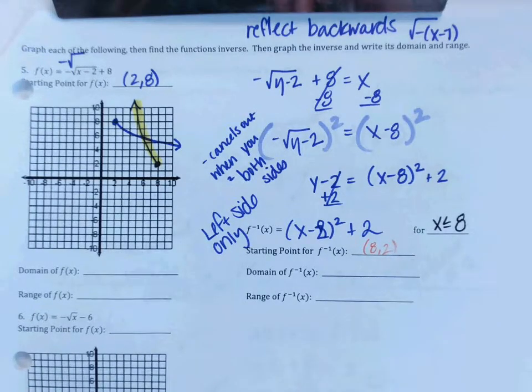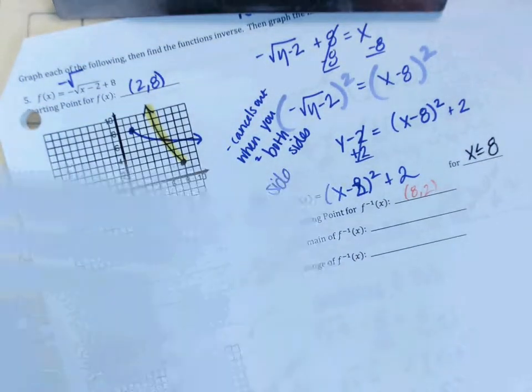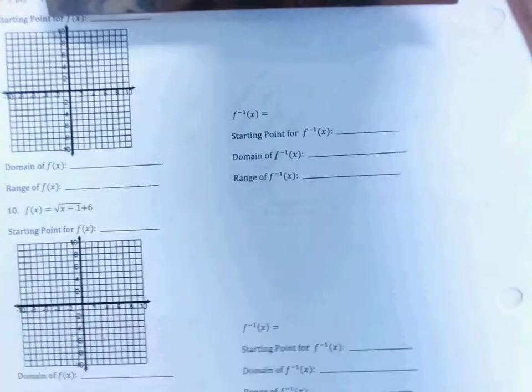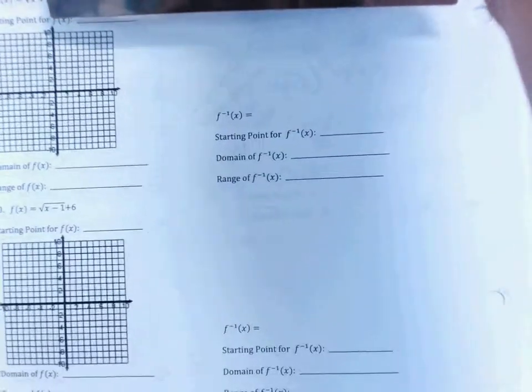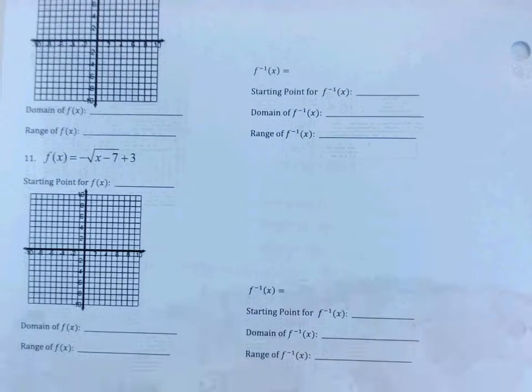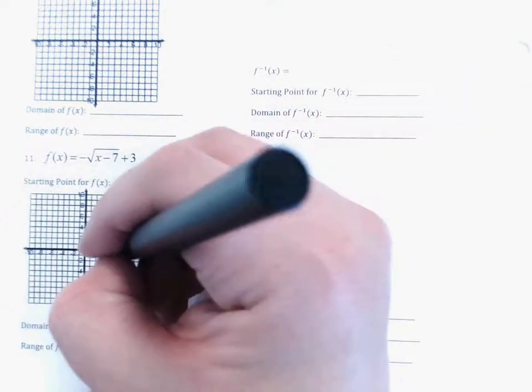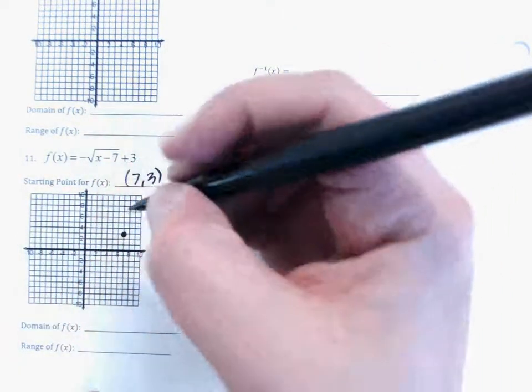Alright, we'll do one more, but we'll just do it off your homework. So, take a look at your homework. Which one has the negative on it? Number 11. Let's do number 11. This is off your homework. First thing, what's your starting point? 7, 3. Okay, 7, 3, that's a little graph right there.